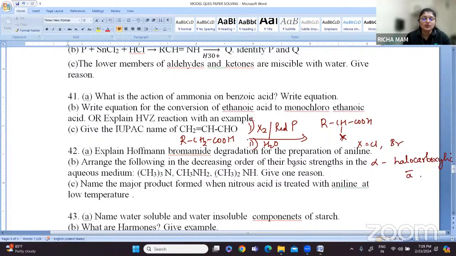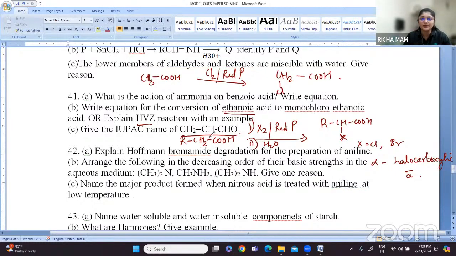Now they have also asked you for a conversion of ethanoic acid. So either you can explain the conversion or you can explain the HVZ. I'll show you ethanoic acid to monochloroethanoic acid. It will be CH3COOH. In the presence of chlorine and red phosphorus, you will get CH2ClCOOH. So it is monochloroethanoic acid. Is it clear?